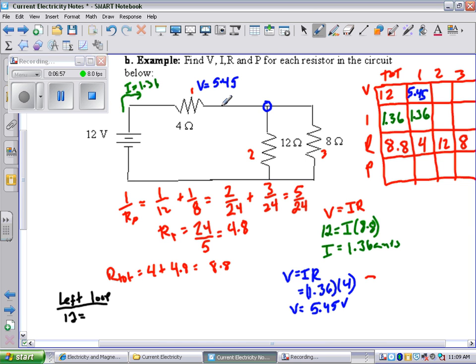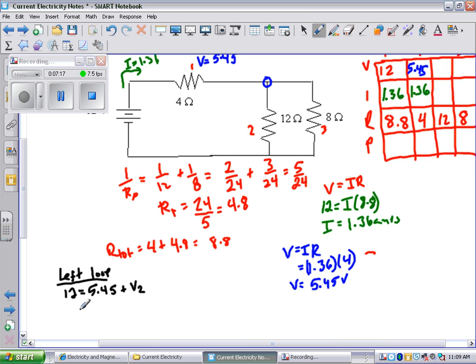I'm going to lose 5.45 here, and then I have to lose the rest of it when I go through this second one. When I do the left loop, that's all there is. I'm not going through resistor 3. So then I can find the voltage on the left loop by doing 12 minus 5.45, and I get the voltage V2 equal to 6.55. So now I can put 6.55 here.